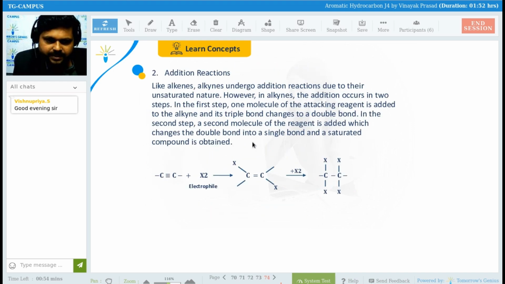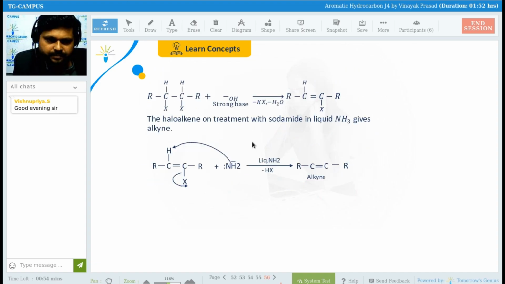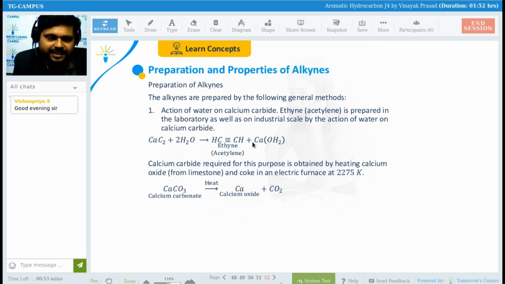So we are going to see that first. How can we prepare these alkynes? See here. In the last class, we have seen the preparation of alkenes. Now we are going to see the preparation of alkynes. Alkynes are prepared by the following general methods. First one is the action of water on calcium carbide. Ethyne is prepared in the laboratory as well as on an industrial scale by the action of water on calcium carbide.